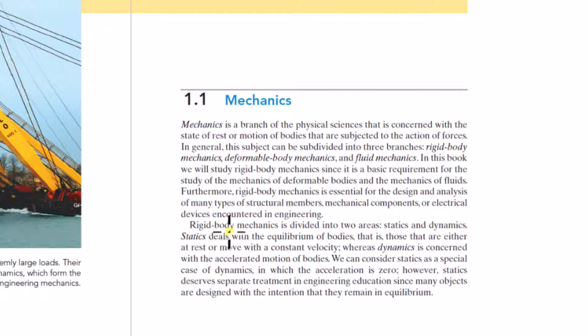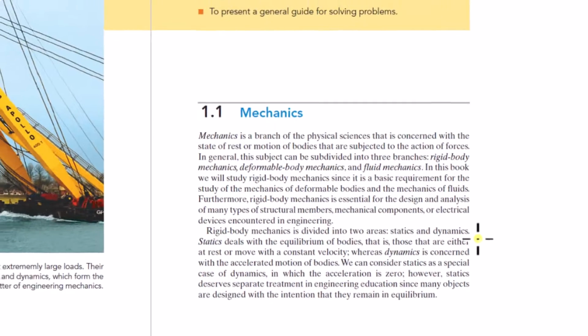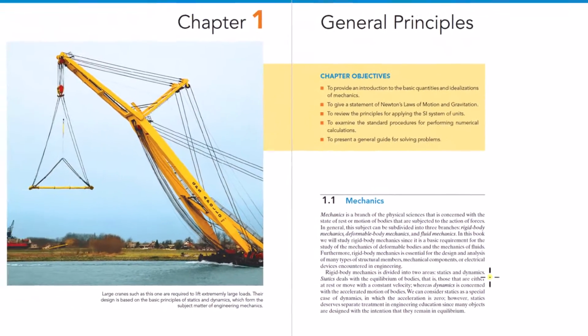Okay, rigid body mechanics is divided into two areas, statics and dynamics. Statics deals with the equilibrium of bodies, that is, those that are either at rest or move with a constant velocity, whereas dynamics is concerned with the accelerated motion of bodies. So in statics, we're analyzing force systems on solid bodies that are either moving with constant velocity or at rest. In other words, they aren't accelerating. Dynamics deals with forces on bodies that are accelerating. Those forces are causing the solid body to accelerate.